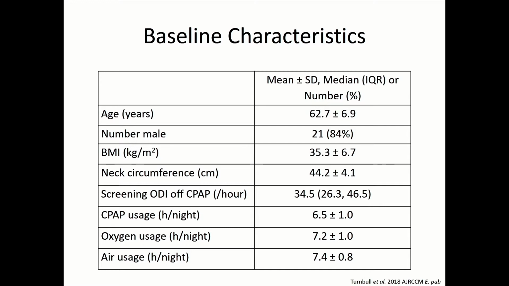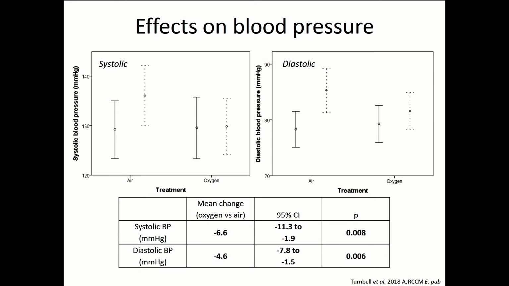As I mentioned, in this model patients have very good usage of CPAP and had very good hours of usage of oxygen and air throughout the trial. This is our primary outcome data. And what you can see here from the graphs is that on air from baseline to follow-up, there's a marked increase in systolic and diastolic blood pressure, and that supplemental oxygen therapy virtually abolishes the rise in systolic and diastolic blood pressure. The effect between groups is 6.6 millimeters of mercury reduction in systolic blood pressure, oxygen versus air, and 4.6 millimeters of mercury reduction in diastolic blood pressure.